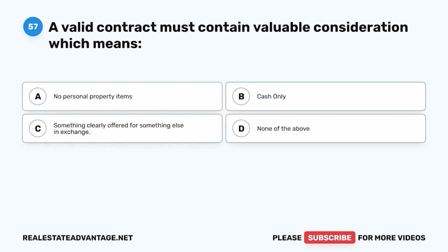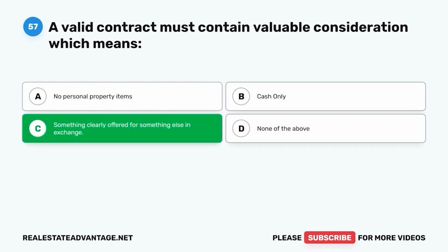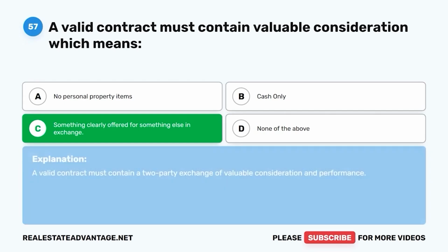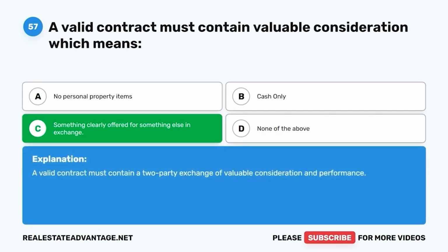A. No personal property items. B. Cash only. C. Something clearly offered for something else in exchange. D. None of the above. The correct answer is C. Something clearly offered for something else in exchange. A valid contract must contain a two-party exchange of valuable consideration and performance.